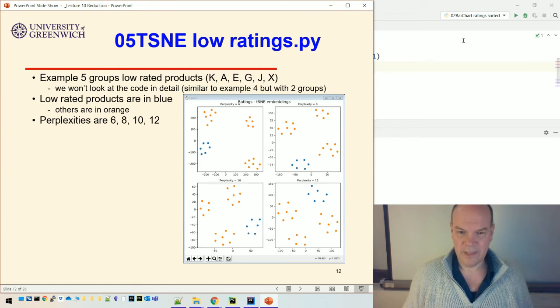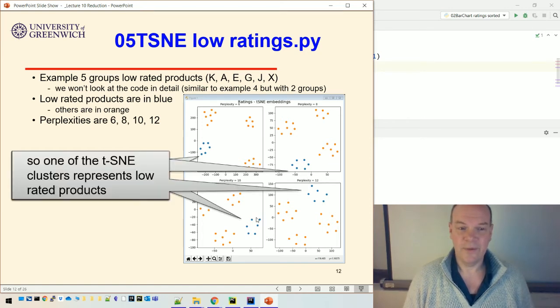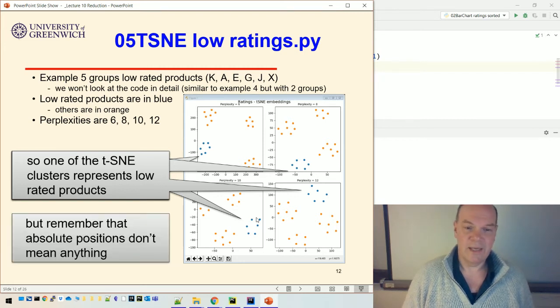And that's what happens when I do that. Okay, so I know that the blue products here and here and here and here are the low-rated products. And tSNE has identified them as being in the same cluster. So one of these clusters that tSNE identifies consistently has all the low-rated products in it. Remember, the absolute positions don't mean anything, but that's telling us that tSNE is identifying low-rated products as being similar to each other in some way. Well, that's a good start.